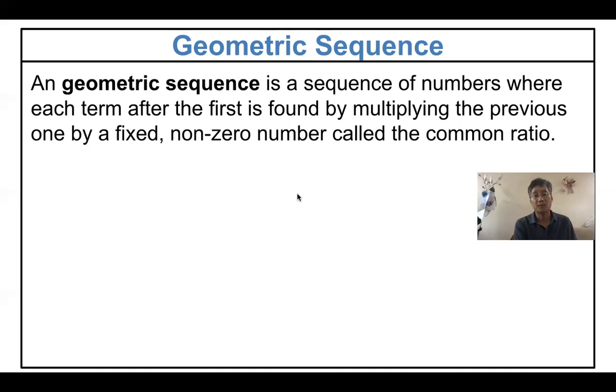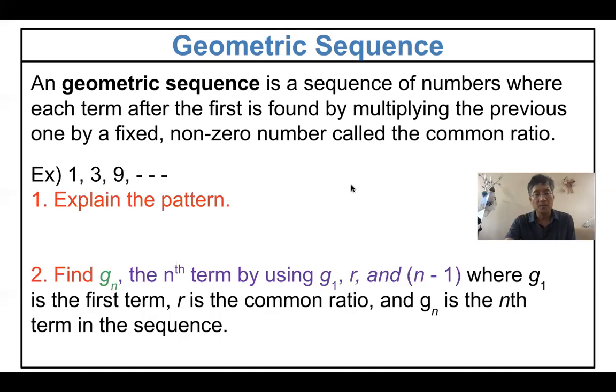We call it the common ratio. A geometric sequence is a sequence of numbers where each term after the first is found by multiplying the previous one by a fixed non-zero number called the common ratio. So you have a sequence 1, 3, 9, keep going like this. Do you see the pattern? What is the pattern? The first term is 1, and after that, what do you do? You multiply by 3 each time, right?